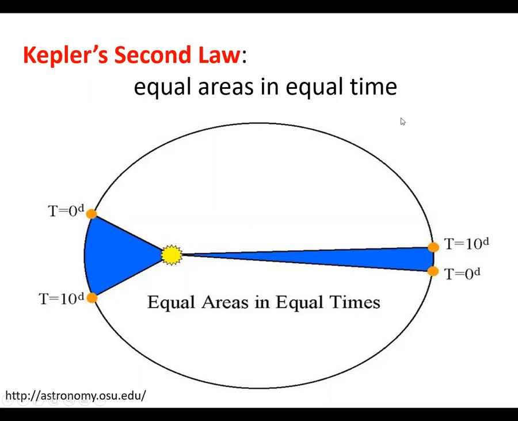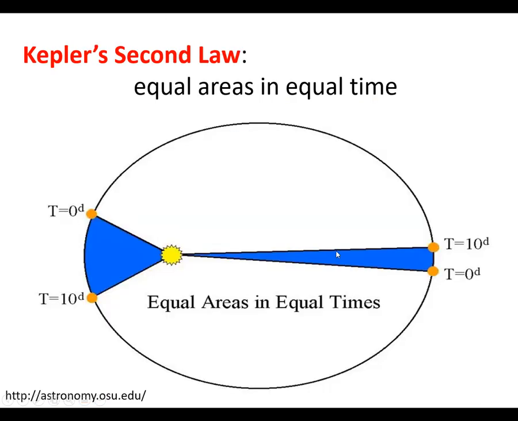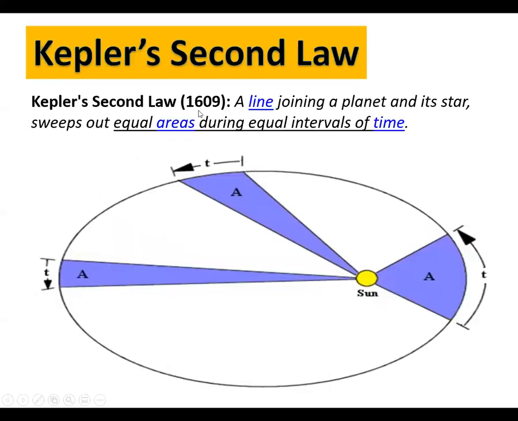That's Kepler's second law. Now let's compare it with the first law. With the first law, when you see this figure, you don't see the shaded parts. You only see the orbit, which is elliptical. Thus, this represents Kepler's first law. In Kepler's second law, you see the orbit, which is elliptical, and you also see the shaded part, which shows us Kepler's second law.